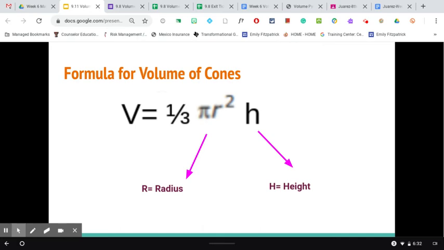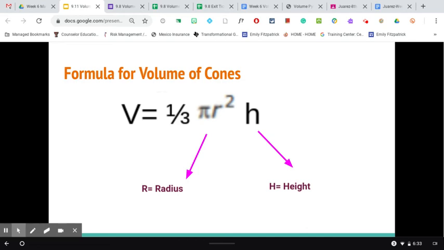The r is the radius and the h is the height, just like it has been in all of our other formulas. I feel like our formulas are starting to get repetitive and they're starting to run together. Remember, on Google Classroom, there's also a formula sheet somewhere in there, like in the materials section. I posted a formula sheet, so it has them all on there if you ever forget them.